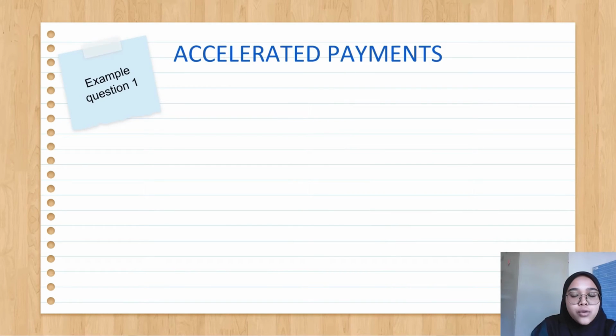Okay, now we go to accelerated payments. Accelerated payments occur when we want to pay off the loan in the shortest period of time. Okay, let's see example question number 1.